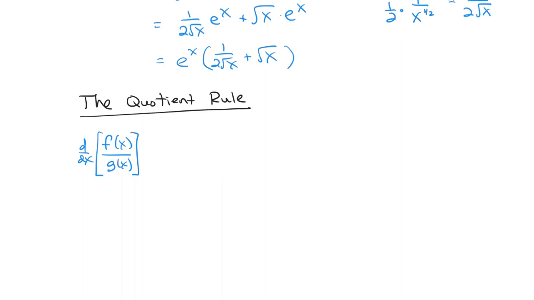So the way this one goes is this. I'm going to show you a couple ways. Typically you'd say something like this: the derivative of a quotient like this is going to be the denominator times the derivative of the numerator, minus the numerator times the derivative of the denominator, all over the square of the denominator.